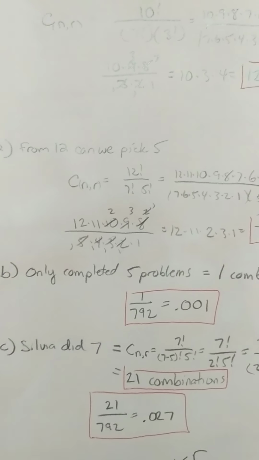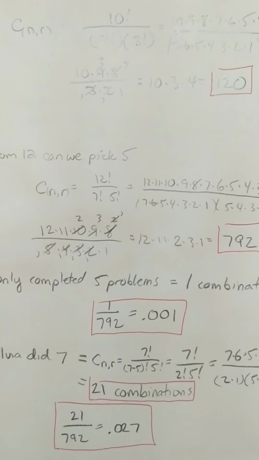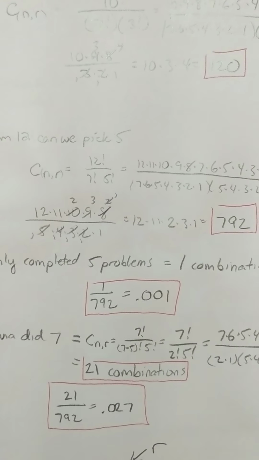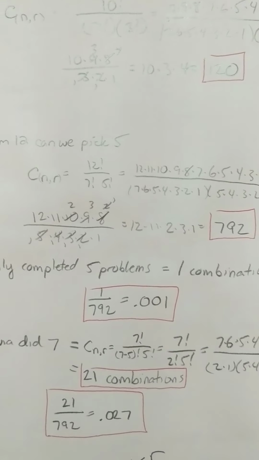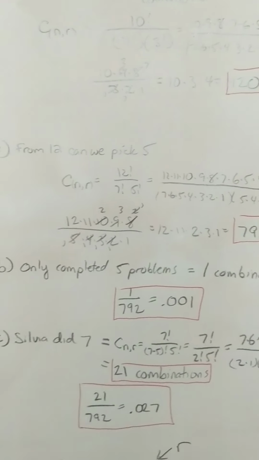Now, if you only completed 5 problems, that means you only have one combination of 5 problems. So that's 1 out of the 792 possible that could be selected. So there's about a 0.1% chance that if you submit your 5 problems that you'll get a 100%.